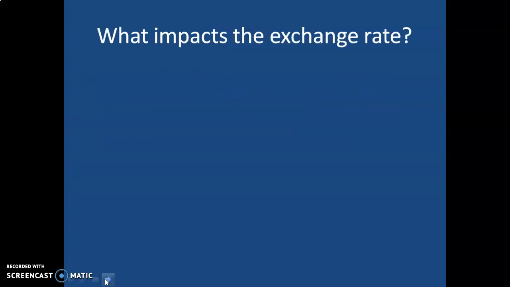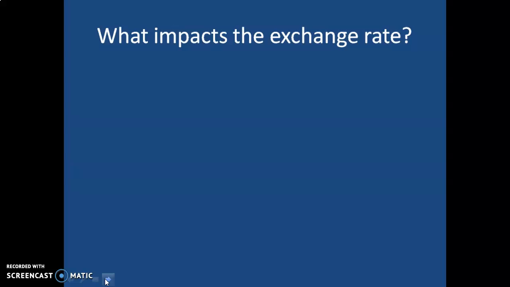Okay, so exchange rates are constantly changing. The value that you would see today is not going to be the same as the value next year, nor will the value that you see today probably be exactly the same as it will be next Tuesday. They change daily. In fact, they change more often than even daily. They change throughout the day. So let's see what causes exchange rates to change.